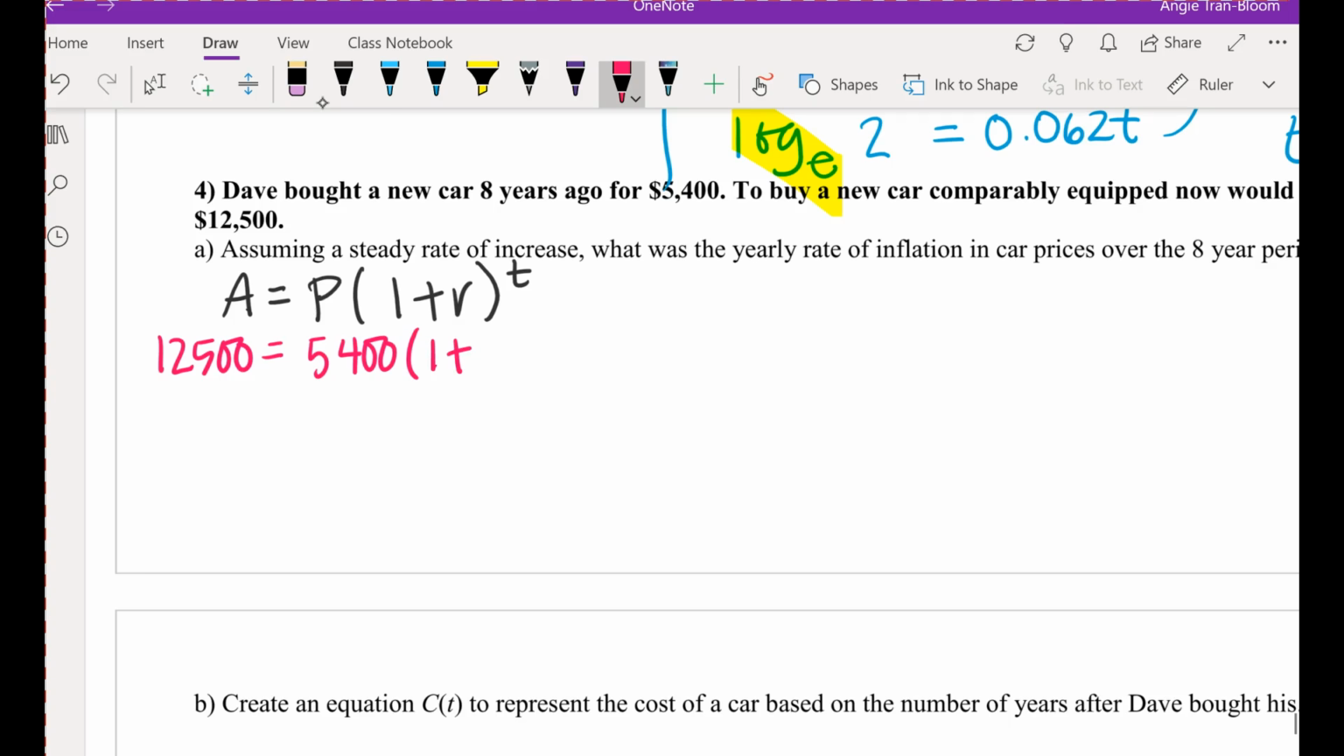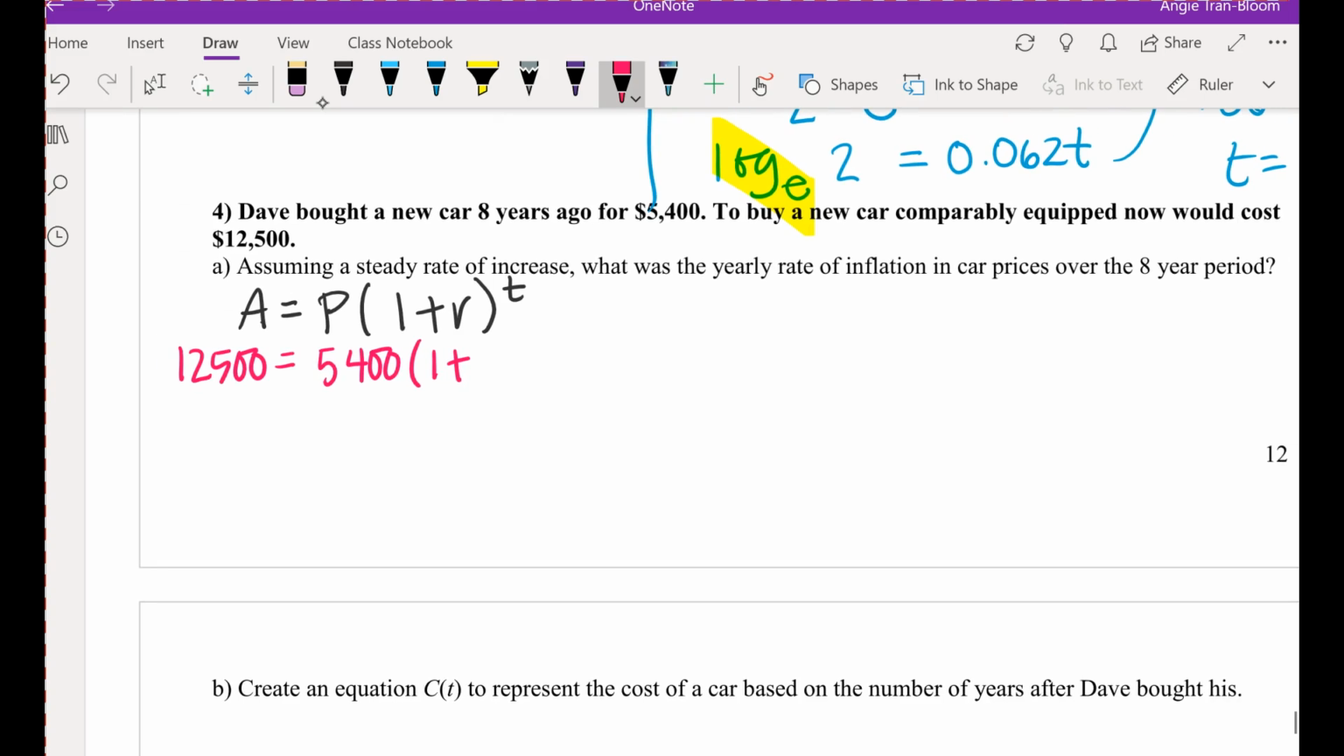Do we know, Skylar, a rate of inflation right now? No. We are going to leave it as is. Do we know time, Chloe? 8 years. Perfect. Take your calculator. Guess what you're about to do? Divide by 5,400. Divide both sides by 5,400. Do I want you to round at this time? No. Give it to me as a fraction, Bella, whenever you're ready.